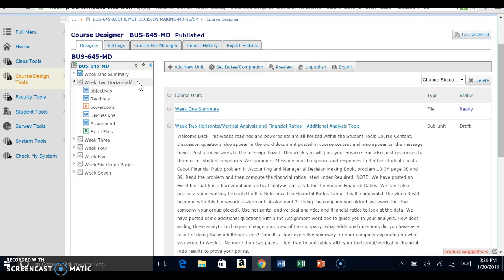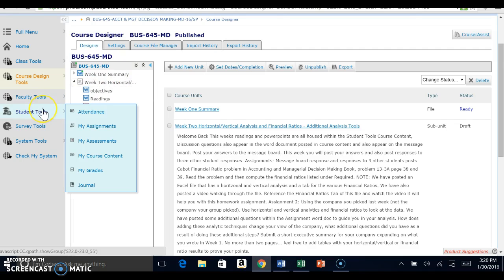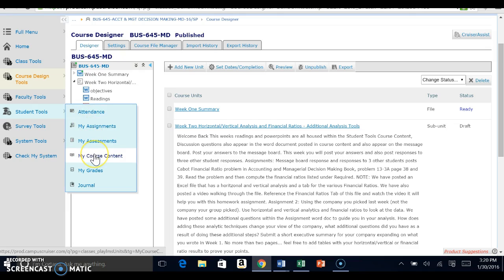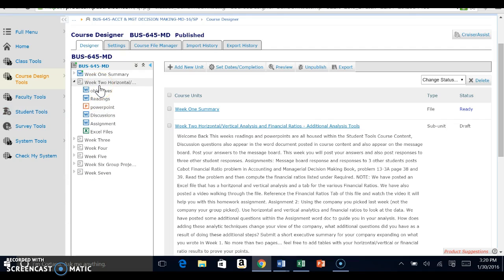So we're going to be doing everything in Campus Cruiser, and you'll be looking at student tools and your course content. So you go to student tools and my course content, and then you're going to be in week 2. So in week 2 I have a short summary here, just to reinforce what the assignments are. You will be posting a message board, and there is an assignment in the Accounting and Managerial Decision Making book. We call it the Cabot Financial Ratio Problem, where you'll actually be calculating some ratios, and then you'll be writing a paper as well. So I'll be talking through some of those things.